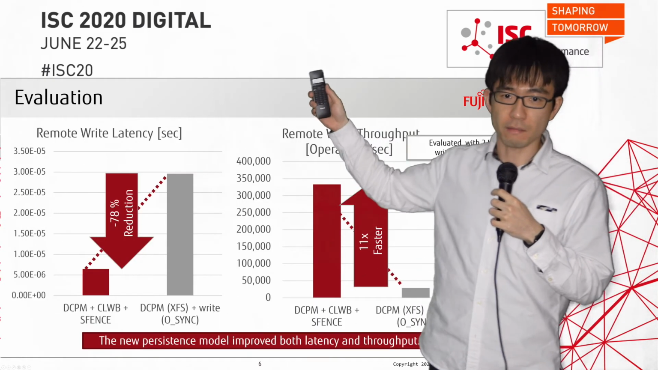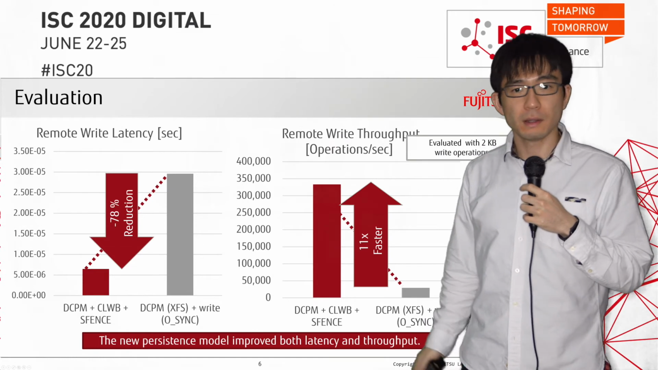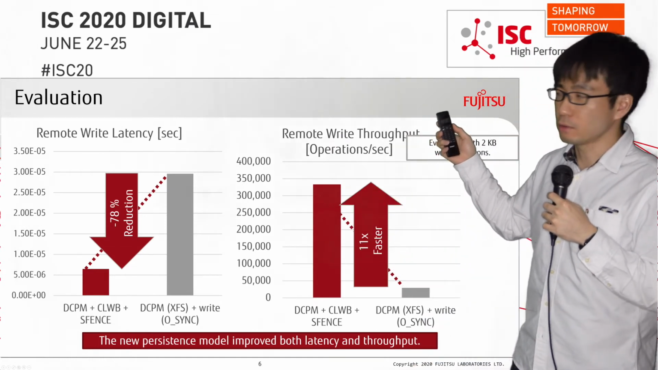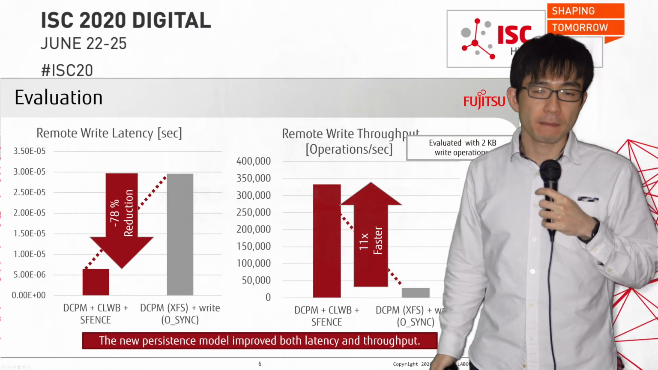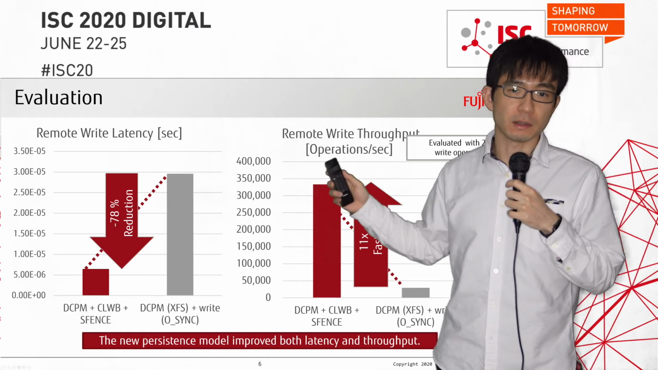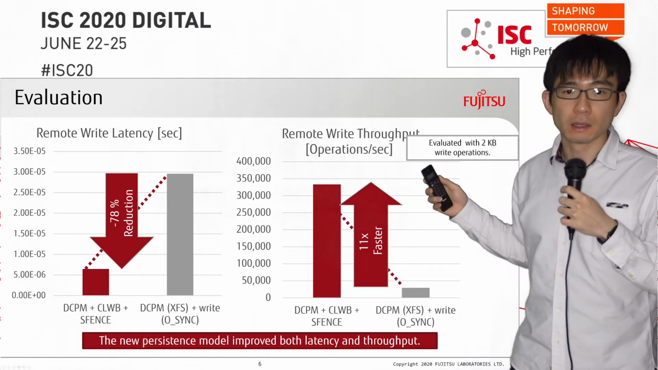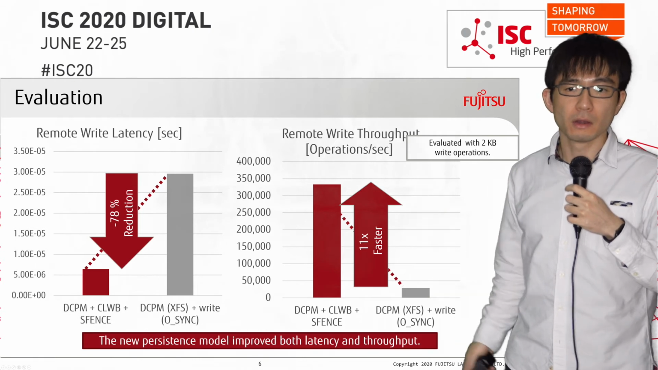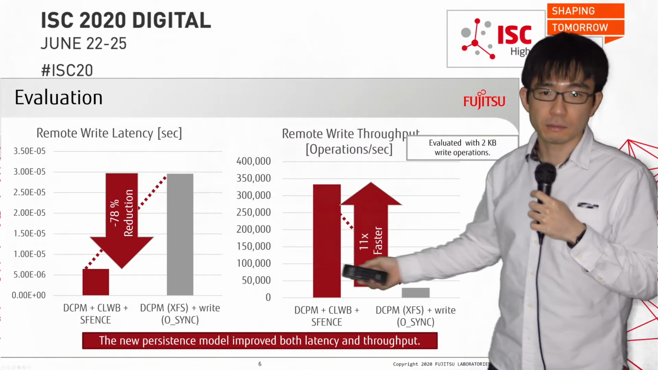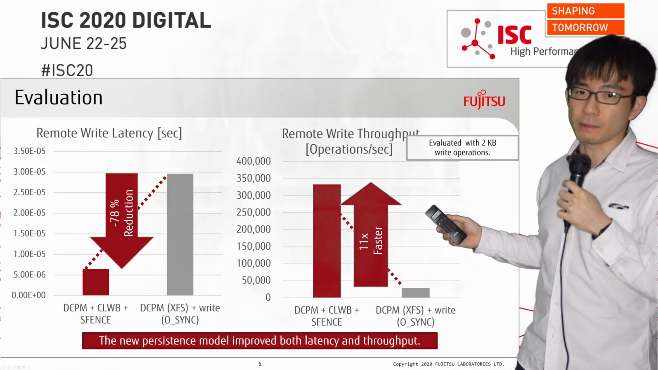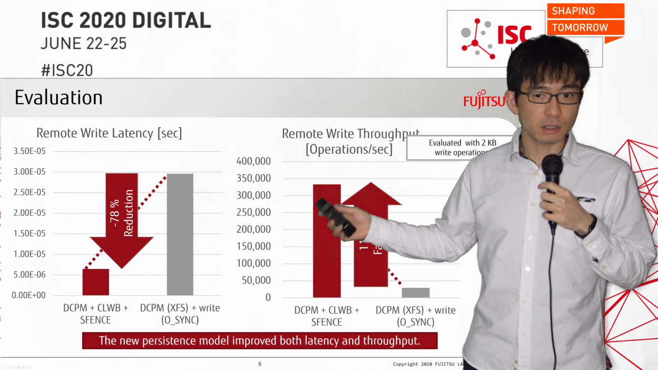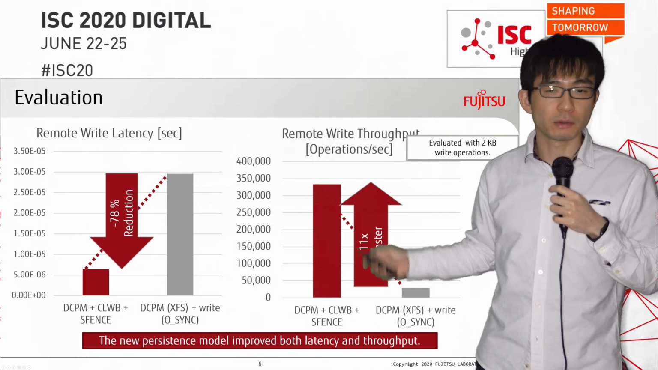This is the evaluation result. The left figure is a latency evaluation, and the right figure is a throughput evaluation. The X-axis corresponds to the two models, and the Y-axis is the latency and throughput. The new persistence model reduces the latency by 78% and improves the throughput by a factor of 11. The new persistence model can improve both latency and throughput of remote write operations.